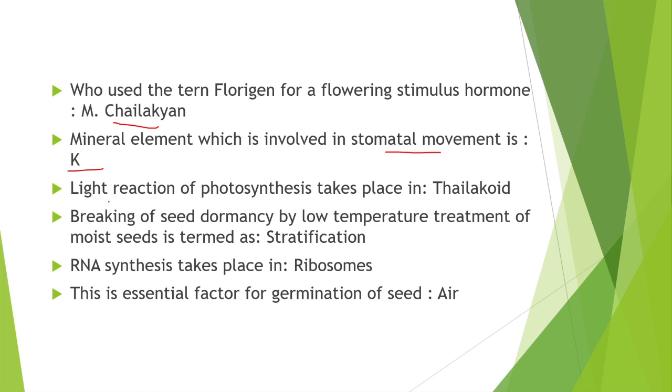The light reaction of photosynthesis takes place in thylakoids. These thylakoids are present in grana of chloroplast. The breaking of seed dormancy by low temperature treatment of moist seeds is known as stratification. The RNA synthesis takes place in ribosomes. The essential factor for germination of seed is air.